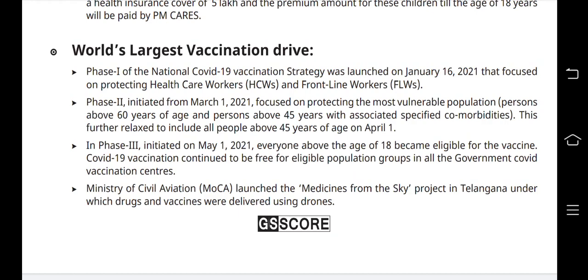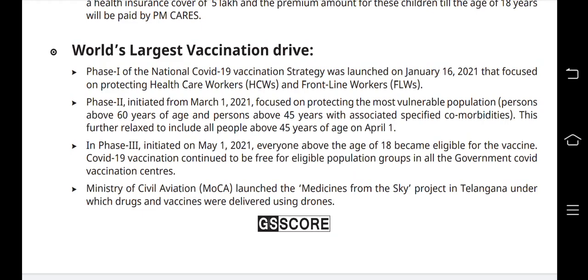In Phase 3, initiated in May 2021, everyone above the age of 18 became eligible for the vaccine. COVID-19 vaccination continued to be free for eligible population groups in all the government COVID vaccine centers.